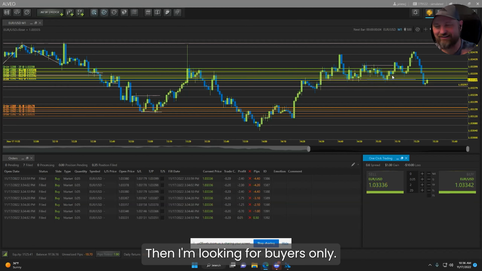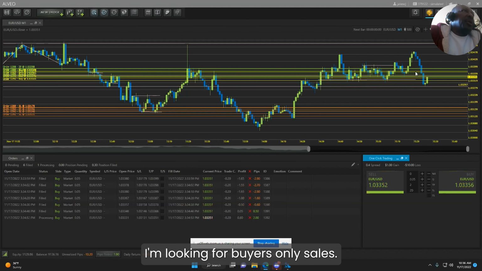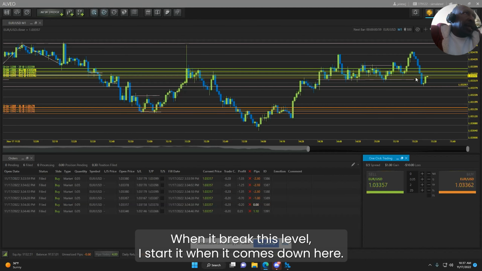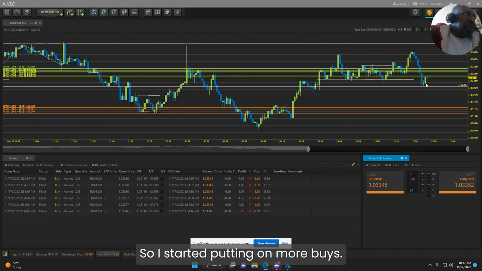I'm looking for buys only. So I was looking, when it broke this level, I started. When it comes down here, I started mine, and then it broke right across here. So I expected it was going to come here. So I started putting on more buys.